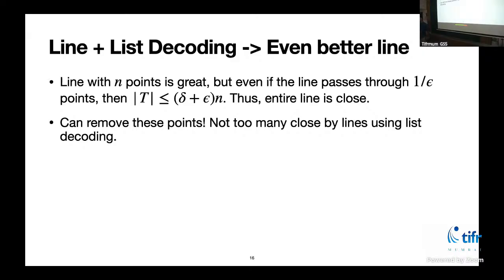So if you're doing list decoding, on what? I mean, for the same code? For the same code. I'm not going to any other code. I'm saying there were many things in my ambient space which are close to this line. Then there are close by lines in the code space, right?